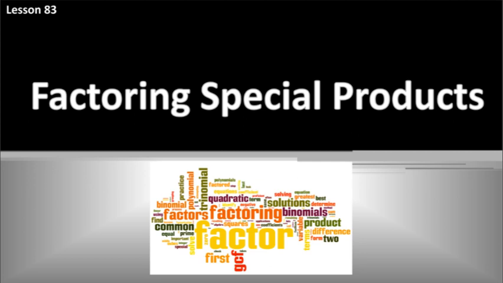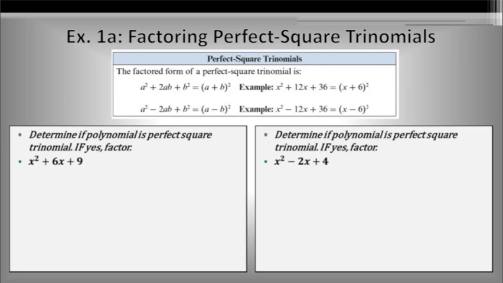Lesson 83, Factoring Special Products. So we've been working on factoring trinomials, and we've had different formulas that we could use to factor. We've had formulas where you had a squared plus 2ab plus b squared, or a squared minus 2ab plus b squared. Then we've also had a squared minus b squared before, instead of using FOIL.